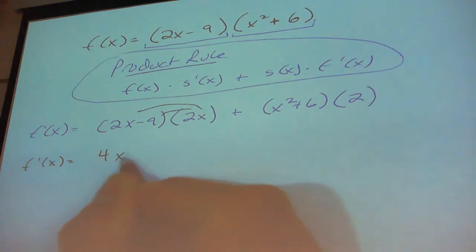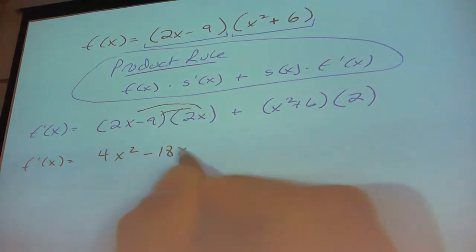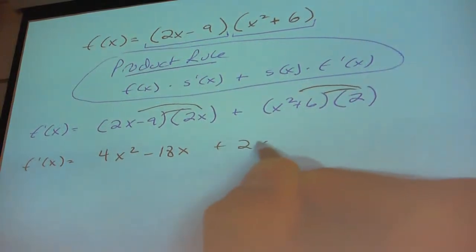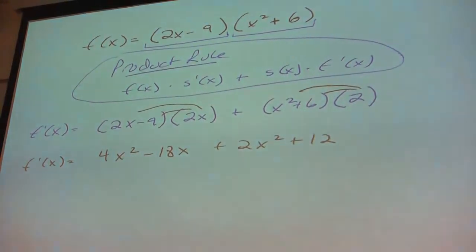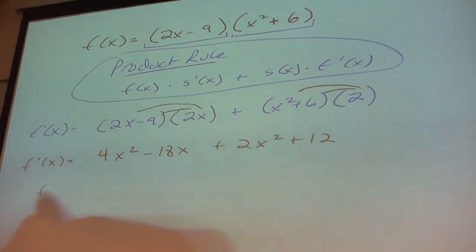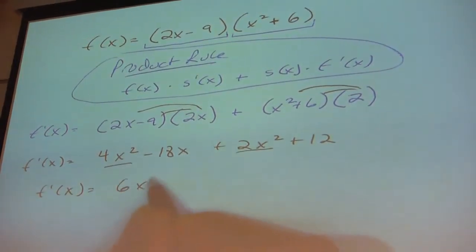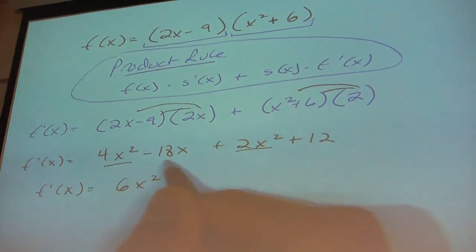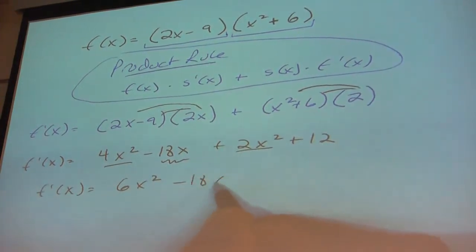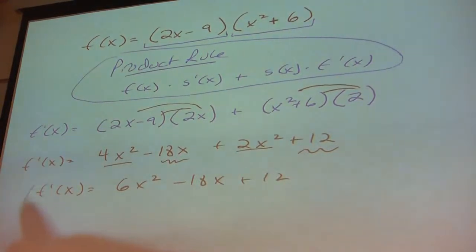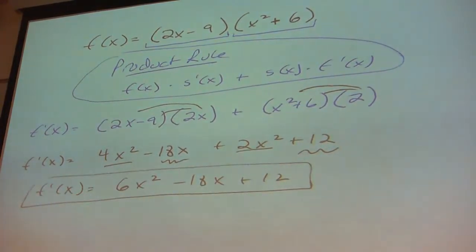This will be 4x squared minus 18x plus 2x squared plus 12. And then combine like terms, algebra, you get 6x squared minus 18x plus 12. That would be your final answer.